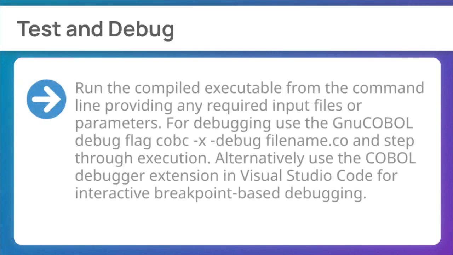Finally, test and debug. Run the compiled executable from the command line, providing any required input files or parameters. For debugging, use the GNU COBOL debug flag, cobc -x --debug filename.co, and step through execution. Alternatively, use the COBOL debugger extension in Visual Studio Code for interactive breakpoint-based debugging.